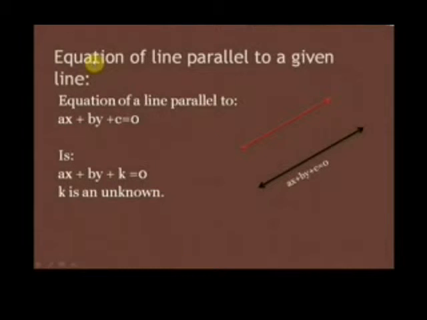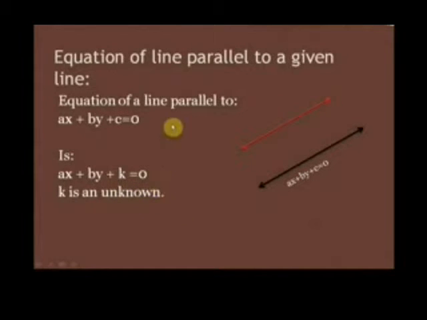Now how to find the equation of a line parallel to a given line? If we have a line Ax + By + C = 0, and if we have another line which is parallel to this line, then the slope of this line would be equal to the slope of this line. Hence, if Ax + By + C = 0, then Ax + By + K = 0 is the equation of this line. Here K is any unknown.